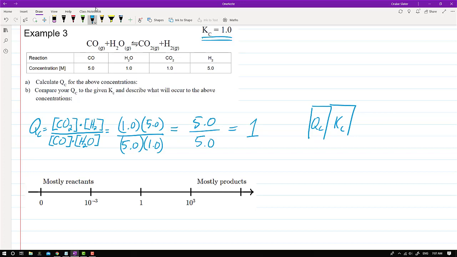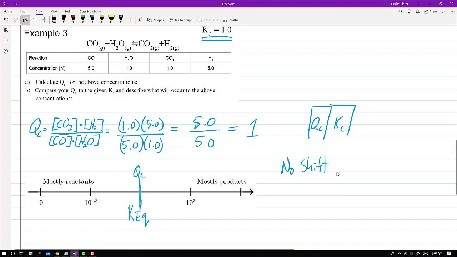Okay, so at 1, we're going to be at equilibrium, and our Qc is also at 1, so let's put Keq here, and we'll put Qc already here, and you'll notice they're at the same line. So we are at equilibrium. There is no shift in this question. We don't have to use the forward or reverse reactions.